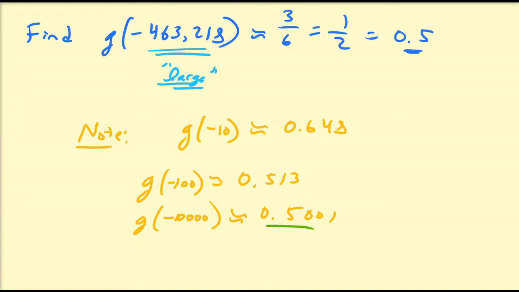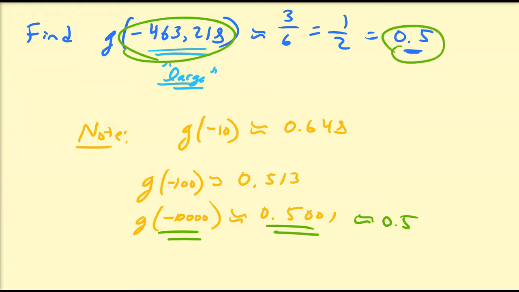So yes, it does not necessarily converge or get close to 0.5 as quickly as the other example did, but it definitely does get close to 0.5 the larger and larger you get to negative 463,218. Now it's not going to be equal to 0.5, but it's going to be very, very close to this number.